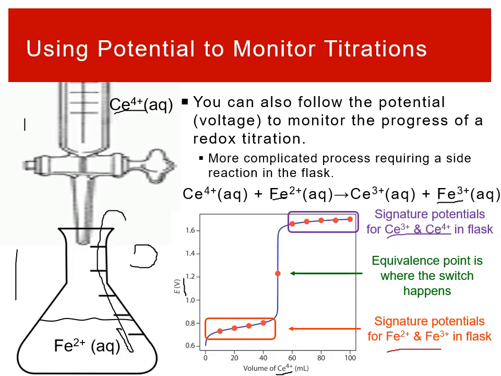And that switch happens at the equivalence point. So similar to the pH graphs that we saw with acid-base titrations where you get a jump, you also get a jump in this potential or voltage when you're doing a redox titration.